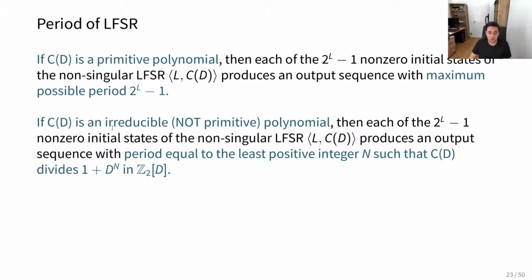However, if this connection polynomial is not primitive, but at least irreducible, then each of the states we can use as an initial state produces a sequence with a period equal to the least positive integer n such that the connection polynomial divides 1 plus D to the power of n. And this is exactly the polynomial order definition. Okay? So what we try, of course, is to have a connection polynomial which is primitive. And this is possible for every size. It's not really a problem choosing a polynomial which is primitive. They exist for any size.